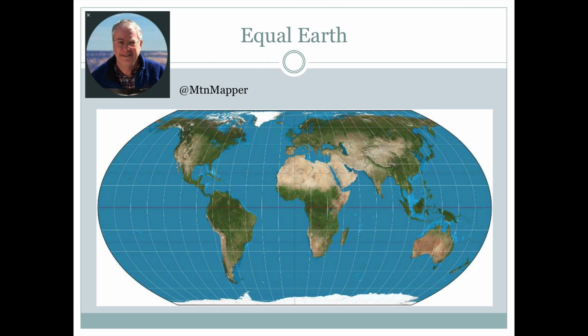Equal area map projections are especially important if we're trying to map something per unit area, such as population density. That's the number of people that live in an area per unit area. So in that case, it's very important to display those on an equal area map projection so that we actually get a correct representation of what we're trying to show.